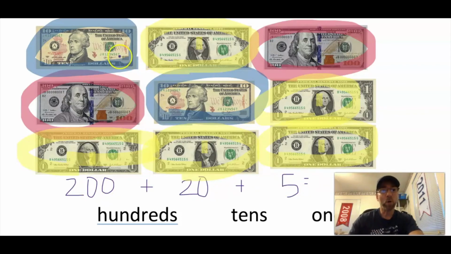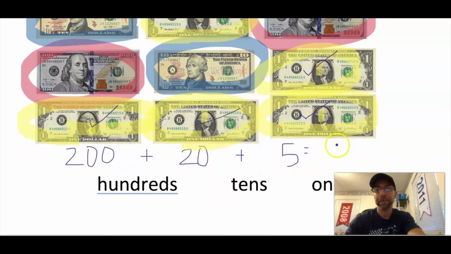Or I can count them all at once, but I have to be careful to start with my biggest value. 100, 200, 210, 220, 221, 222, 223, 224, $225. And look how I wrote that dollar sign right out in front.